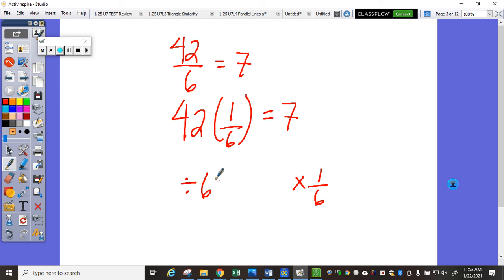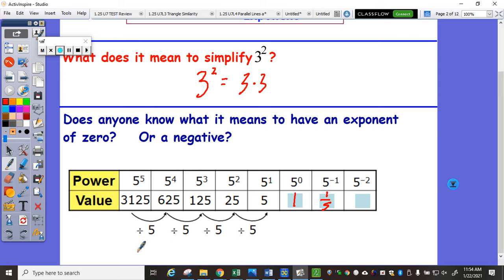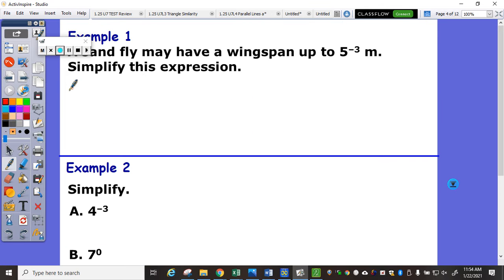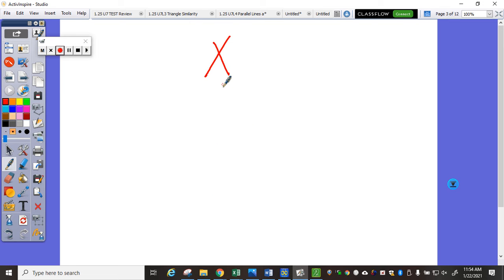You understand that? So if I come back to this number line, each time we're dividing by 5, we're really multiplying by 1 over 5. So if I take 1 over 5 and multiply it by 1 over 5, what's 5 to the negative 2? 1 over 25. So there's a rule we're going to set up with this. If I have some number x and I raise it to a negative exponent, that is the same thing as 1 over x to that positive exponent.